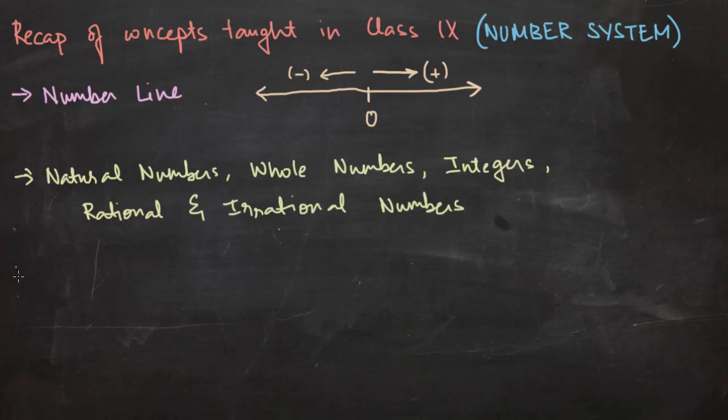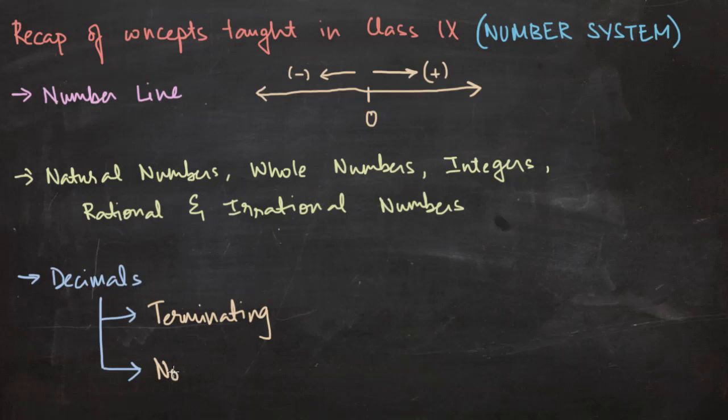Thereafter, you were also introduced to the concept of decimals. Remember, in lower classes, you all have learned the idea of short division and long division. So when we do long division and do not stop at the remainder, we try to introduce a decimal, right? So decimals can further be of two kinds. They could be terminating decimals, or non-terminating decimals. Well, it doesn't just stop at this point.